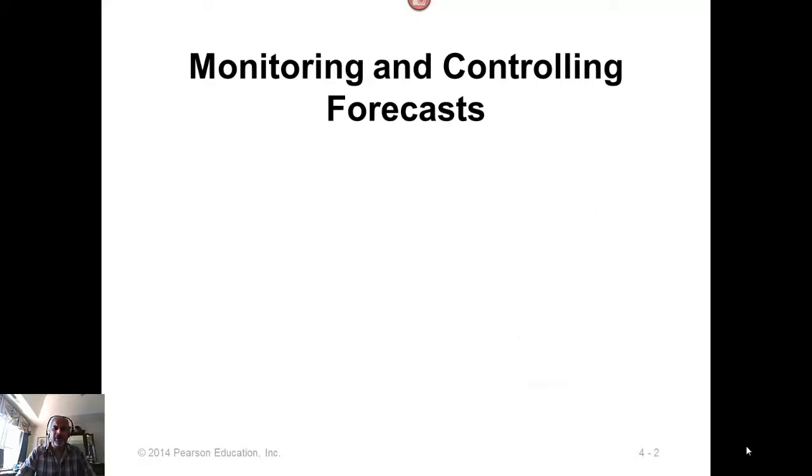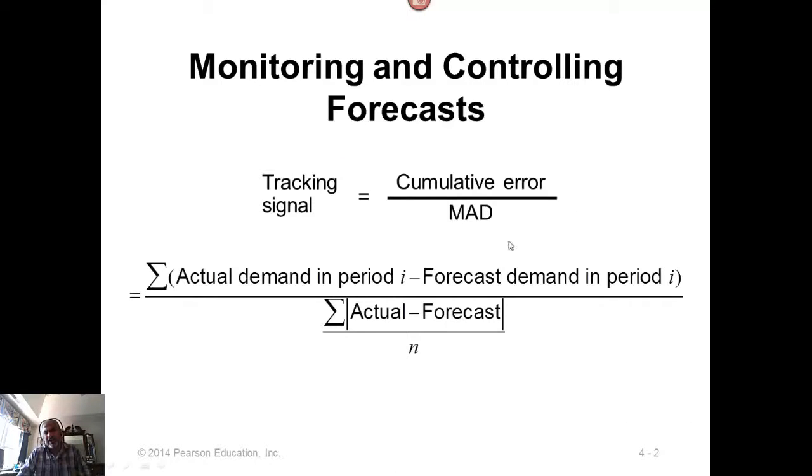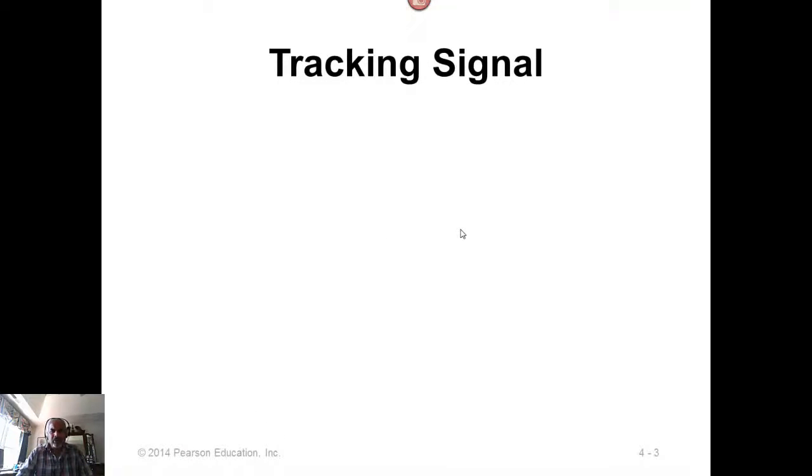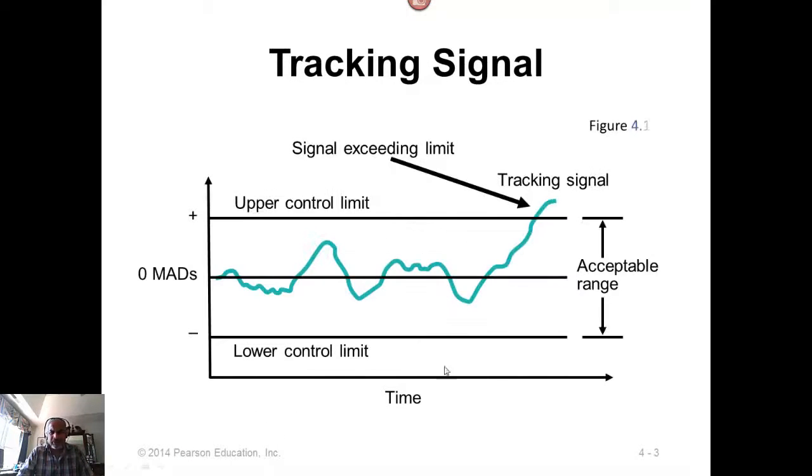So here is the formula for computing the tracking signal, and you do this every time period. The cumulative error and the MAD will change from one period to the next. You plot the tracking signal over time, and you set a minimum and a maximum limit. As long as the tracking signal falls within these limits, it is acceptable. But if it goes outside the limits, then that would mean there is cause for intervention. The forecast is not accurate enough for us.